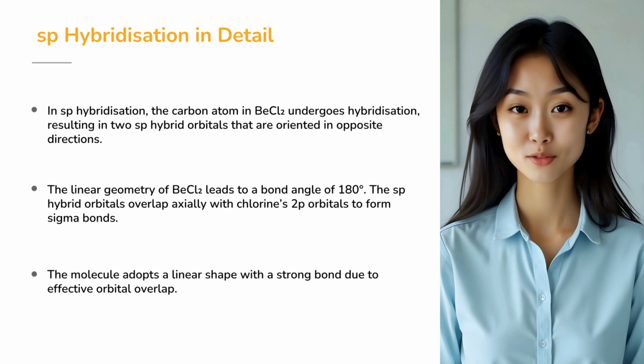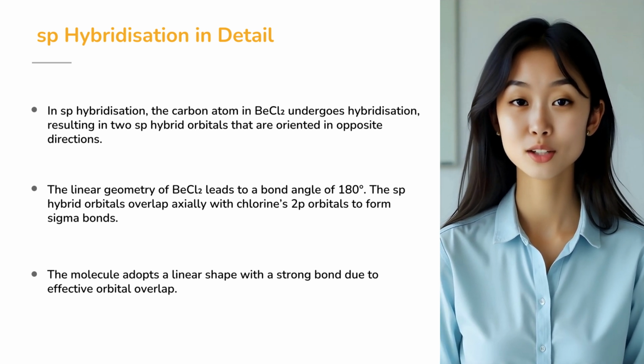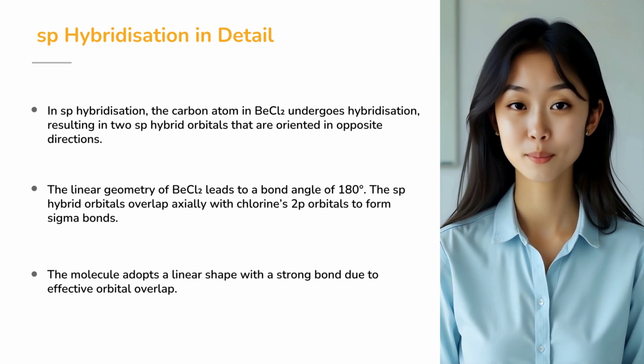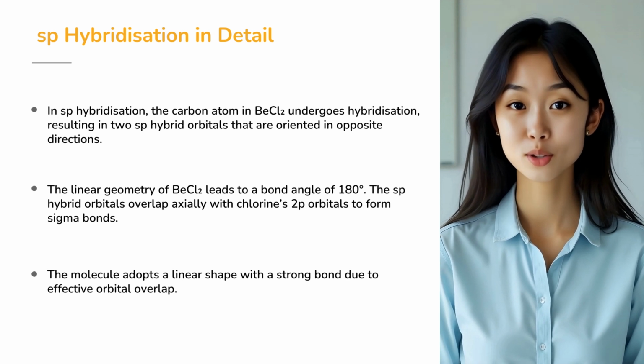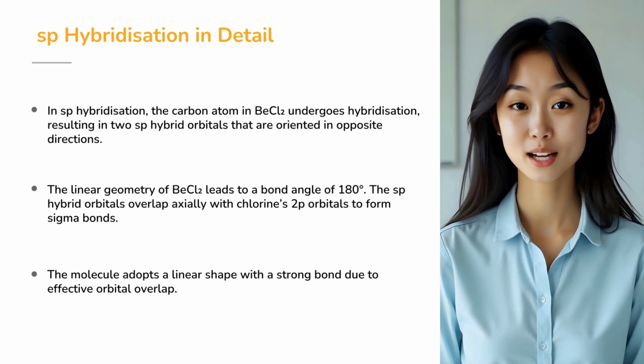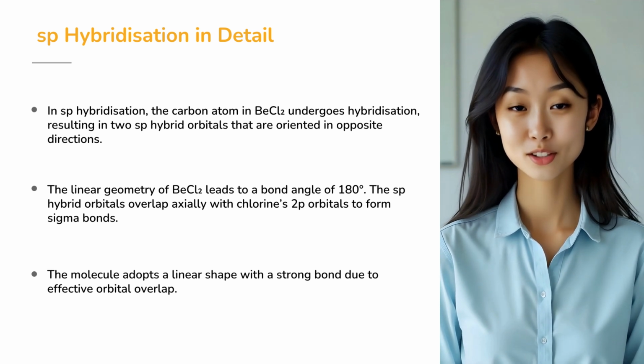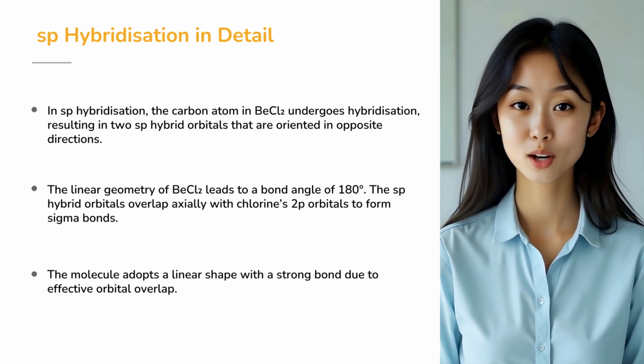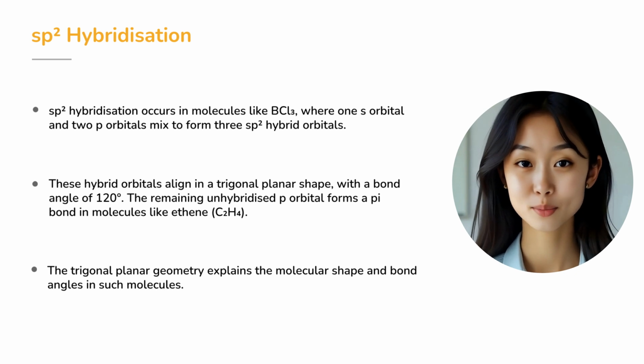The sp orbitals of beryllium overlap axially with chlorine's 2p orbitals to form two sigma bonds. So, as you can see in the structure of beryllium chloride, this linear geometry is stable due to the effective overlap of the orbitals. The molecule looks like a straight line, simple yet highly efficient. The bond is strong because of the maximum orbital overlap, making this molecule a great example of how hybridization shapes molecular structure.